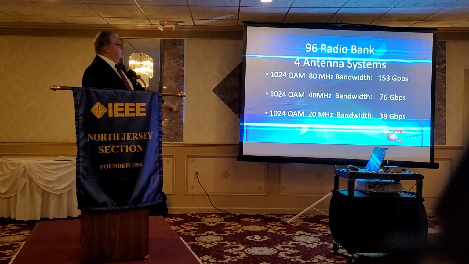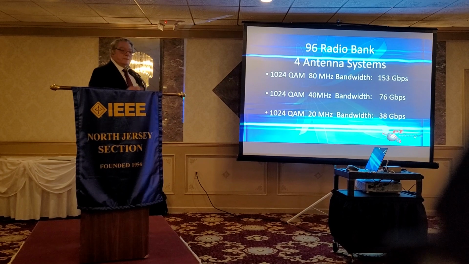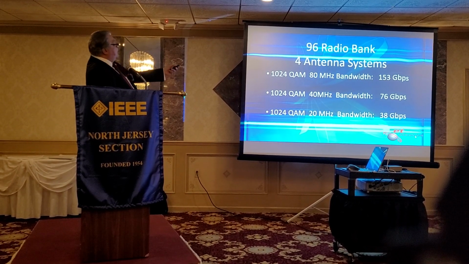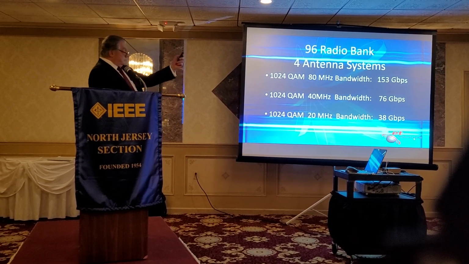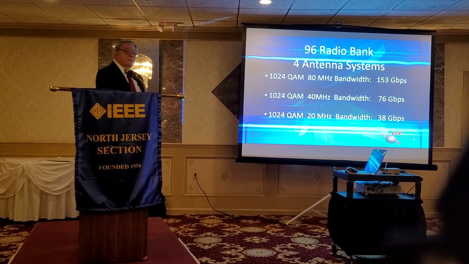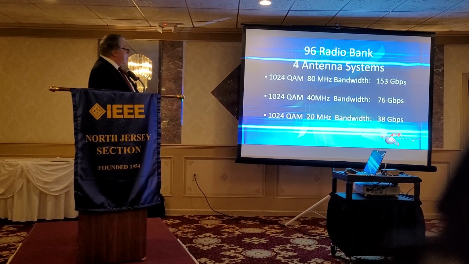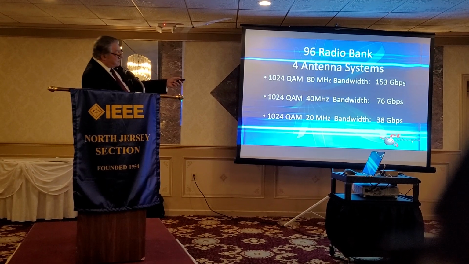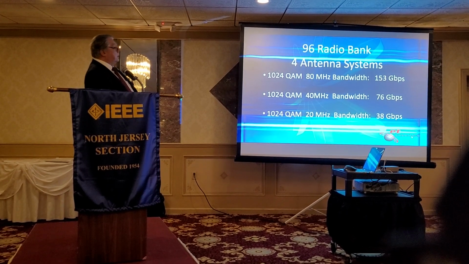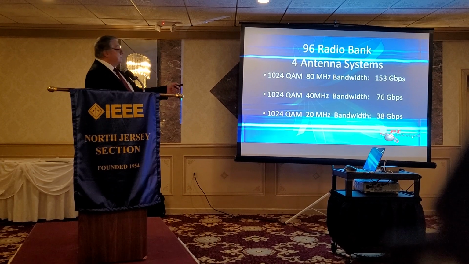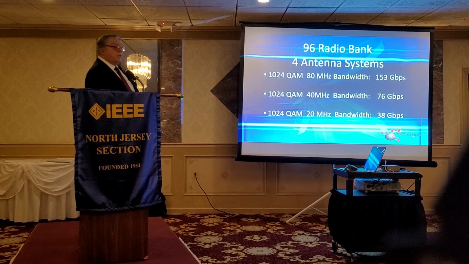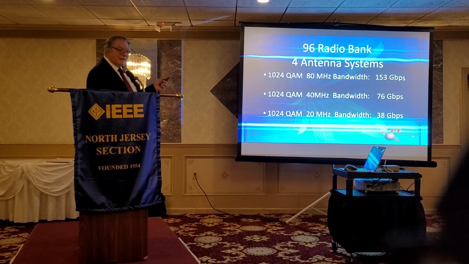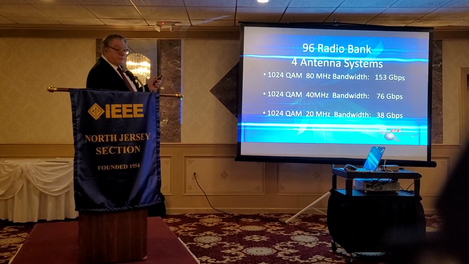So we said we will put 96 radio. That will be about 5 feet of depth on a 65 feet tower. If we can get 1024 QAM, which is debatable, at 80 megahertz, we can have 153 gigabits per second from that tower. If we use 40 megahertz bandwidth, we get 76, and if we use 20 megs bandwidth, we get 38 gigabits per second. Remember, we can use the same band, the same channel. We don't have to, but it could.